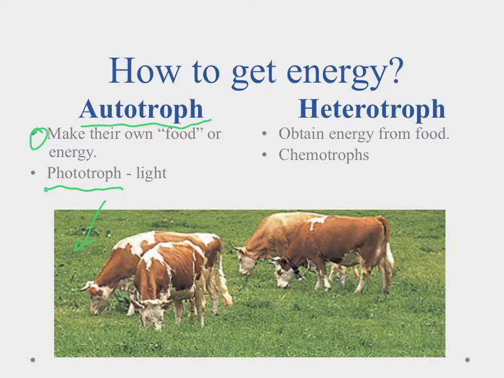Now, if you're not an autotroph, that would mean you are a heterotroph. And a heterotroph gets its energy from the food that it eats. And we and the cow that you see down here are what we call chemotrophs because we get our energy from chemicals. And primarily the energy that we get is going to come from glucose or the sugars which the phototrophs make from the sunlight in the process of photosynthesis.